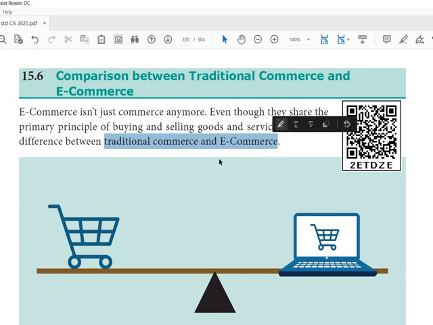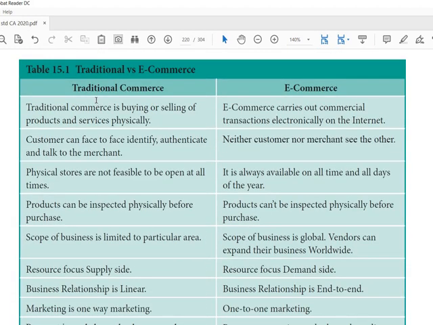Traditional commerce is buying or selling of products and services physically. E-commerce carries out commercial transactions electronically on the internet. So here the transactions are through the internet. In traditional commerce, the customer can face-to-face identify, authenticate and talk to the merchant. In e-commerce, neither customer nor merchant sees each other. Yes, we never know the person who is selling a product in e-commerce.